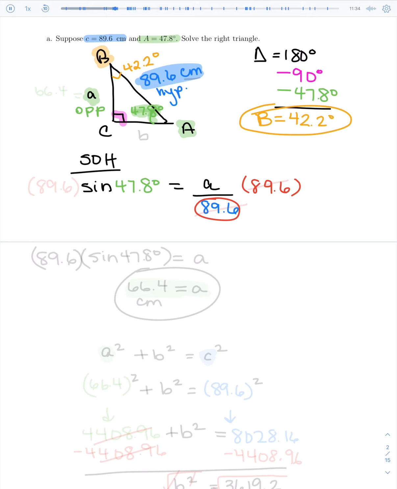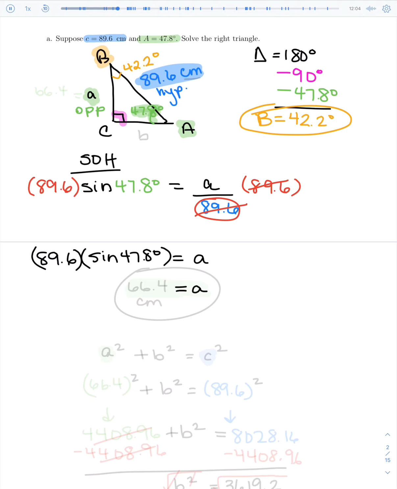And what happens when we multiply both sides by 89.6 is it cancels out on the right-hand side, leaving us with A by itself. On the other side, I've got to figure out whatever sine of 47.8 degrees is and multiply that by the 89.6. Make sure that our angle is in degrees, so make sure that your calculator is also in degree mode, but let's see what we end up with for our value for A.